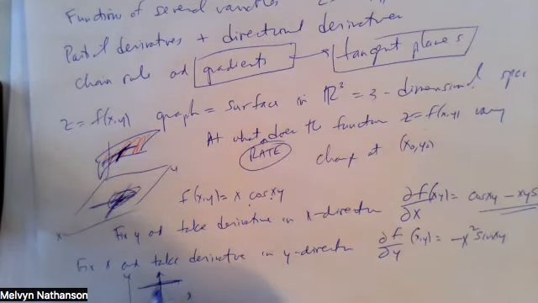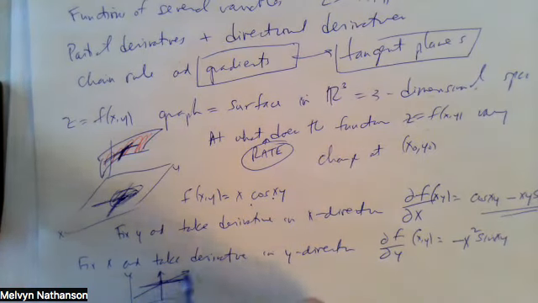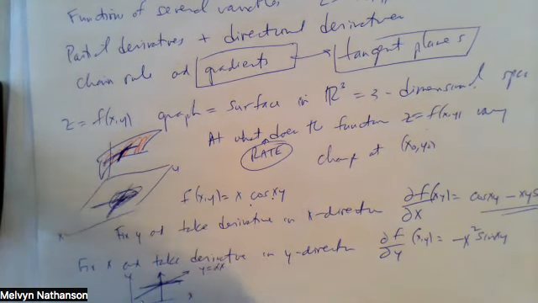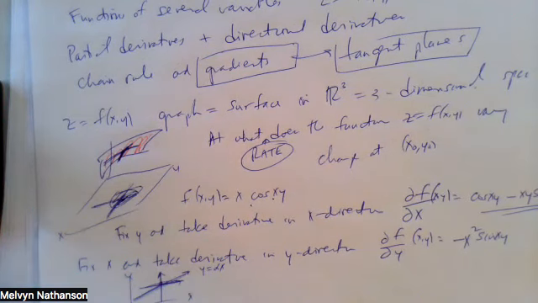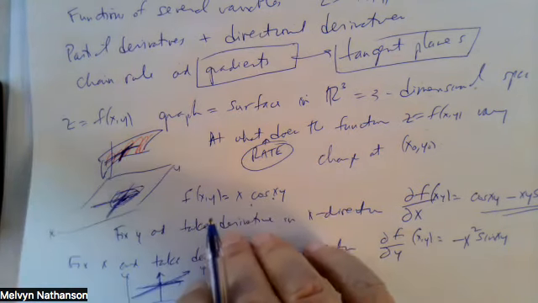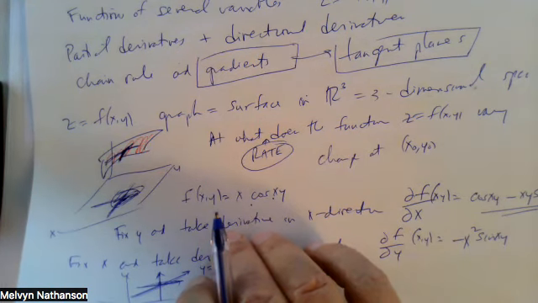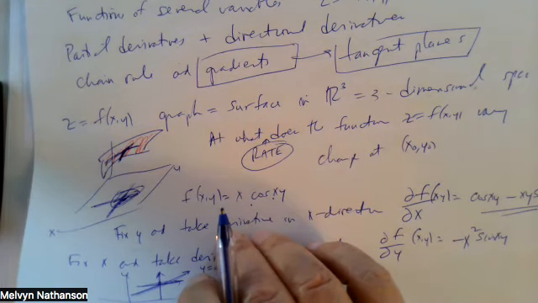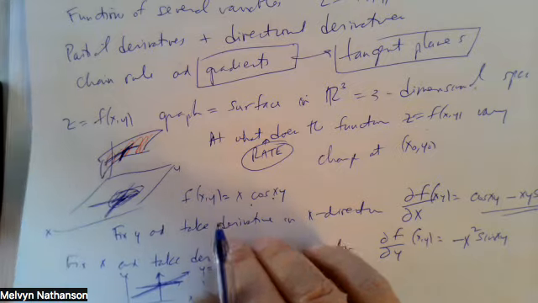Suppose you go in some other direction. Suppose you take a line going in this direction of, let's say, alpha. This is the line y equals alpha x. And what is the rate of change in the alpha direction? So that is the directional derivative in the direction of alpha. And let's figure out what that is.